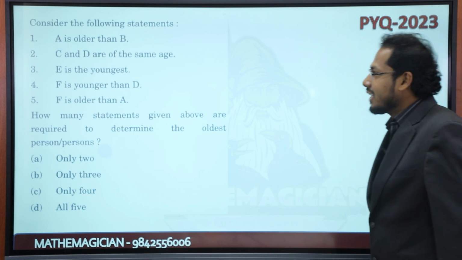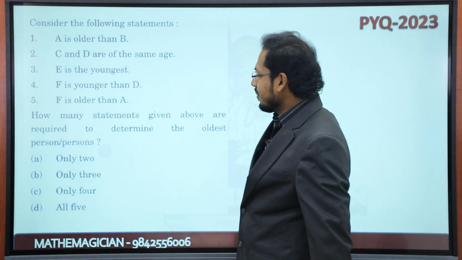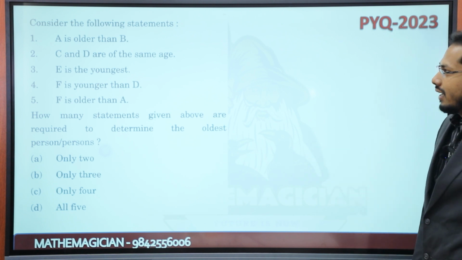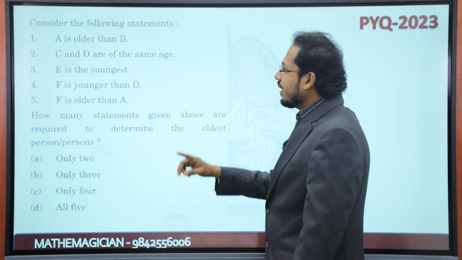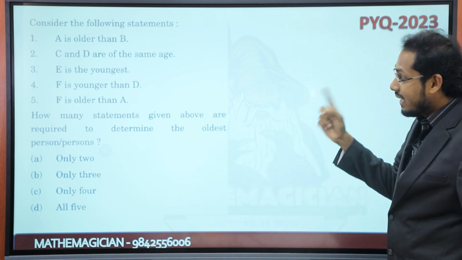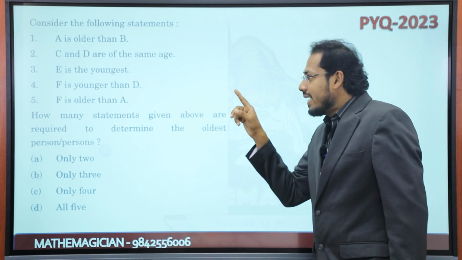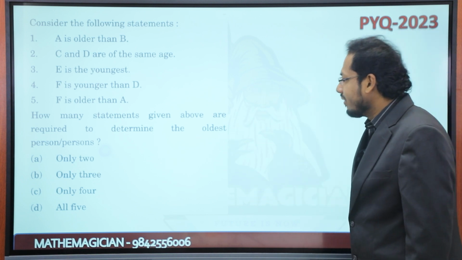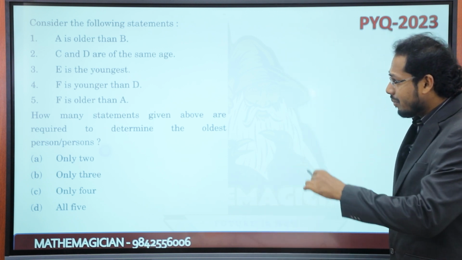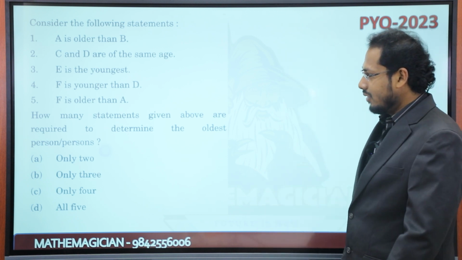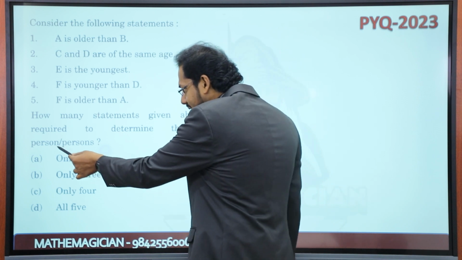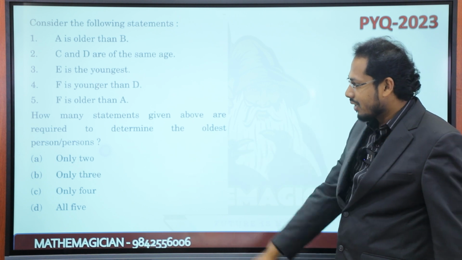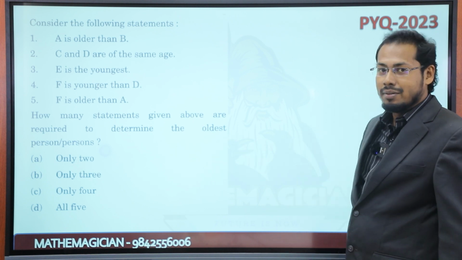Okay. Let's move to the next question. This comes under the reasoning topic, ranking and ordering. First, A is older than B, C and D are of the same age, E is the youngest person, F is younger than D, F is older than A. How many statements given above are required to determine the oldest person or persons? Maybe this statement looks odd, but it gives something, right. So options are given. The options start from 2, minimum 2.